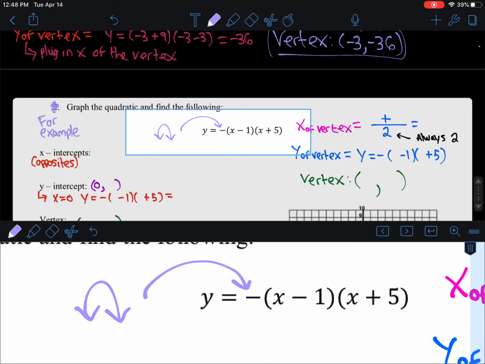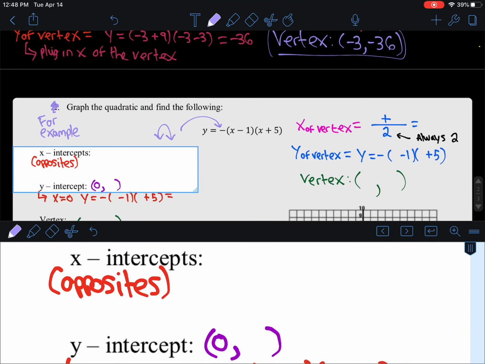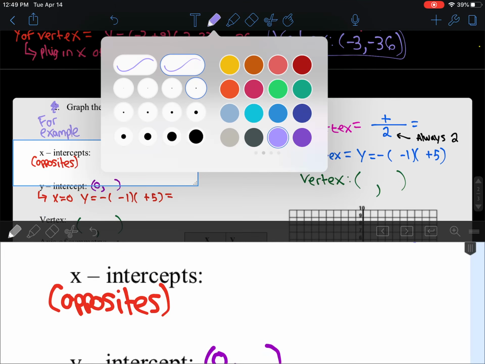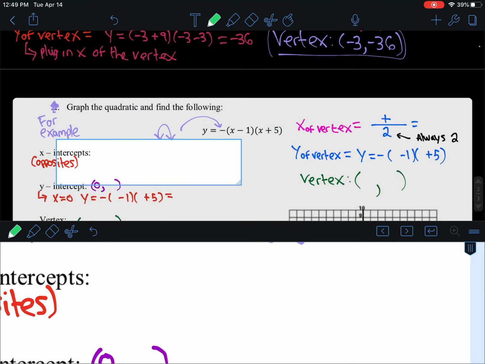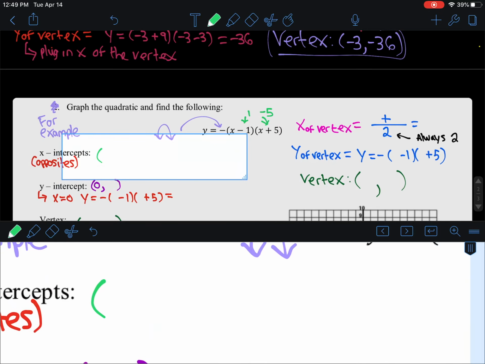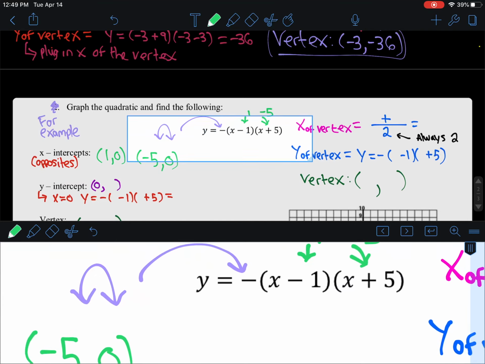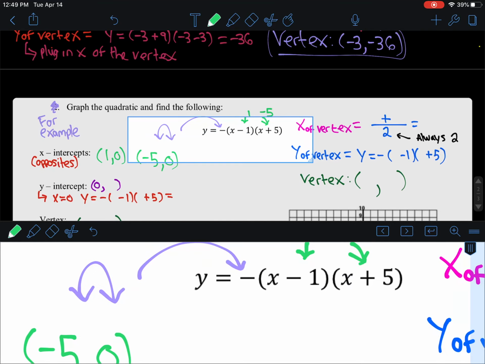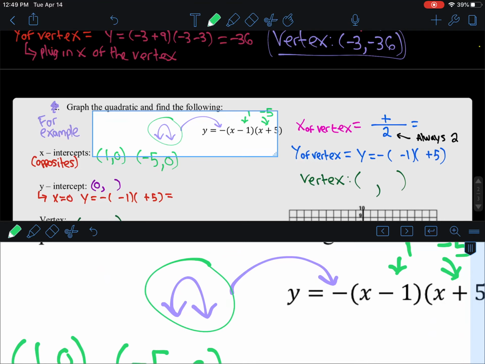But anyways, let's go ahead and answer the questions on the left first. So it says find the x-intercepts. So the x-intercepts are just the opposites still. It'll be consistent with my color. So in this case, since it's -1 inside, this is going to be 1 and -5. So my x-intercepts are going to be 1, 0 and -5, 0. Again, the negative in front does not change that rule. The negative in front, what it does is just makes the parabola open down.